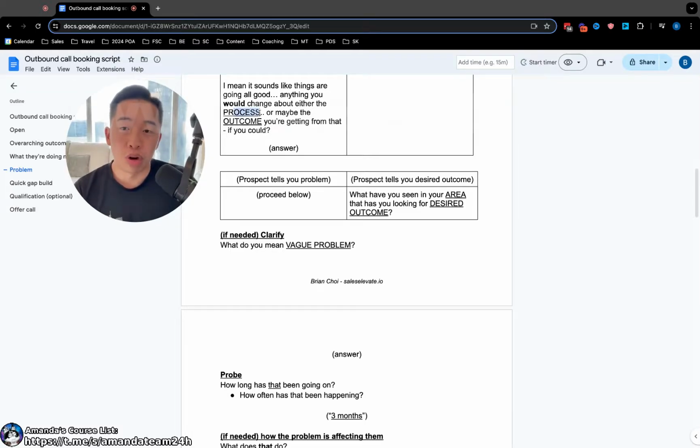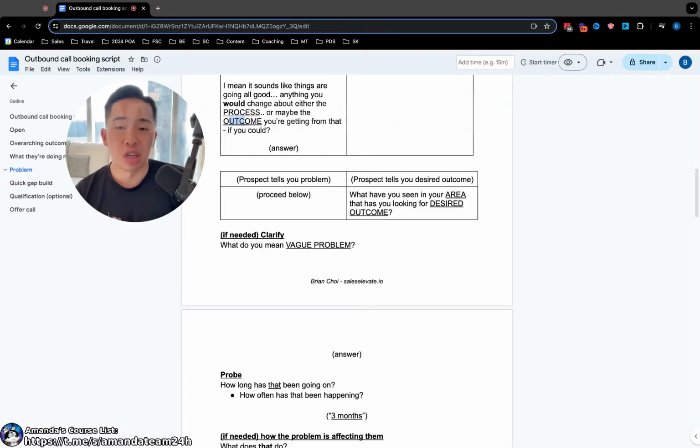So what do we do there? Process is the type of work they do. So if they're working as a construction worker, the type of work they do is physical labor. So they may tell you problems about that. If you say the outcome, which is the financial or time freedom you're getting from that, if you could, they may tell you something about not making enough money or working too many hours, right?